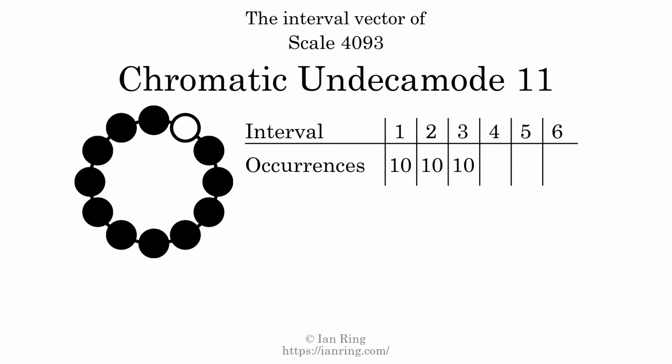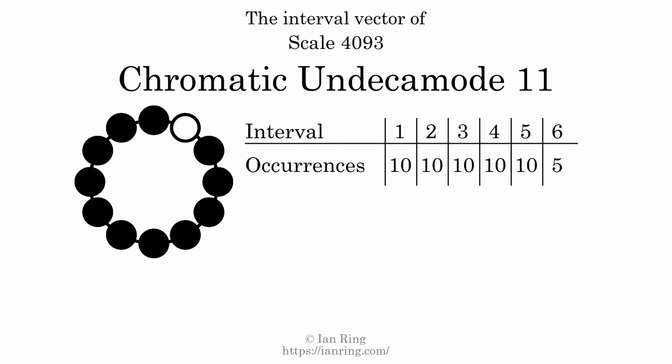There are 10 intervals with the size of 3 semitones. There are 10 intervals with the size of 4 semitones. There are 10 intervals with the size of 5 semitones. Each of these appears at ten places in the scale.